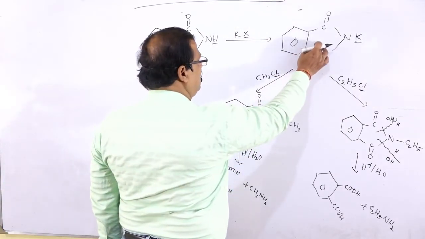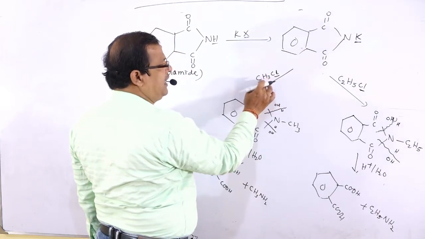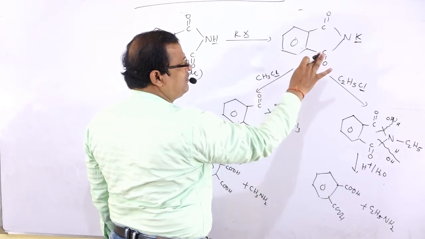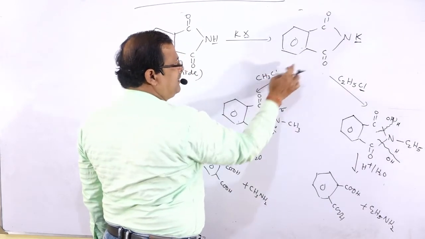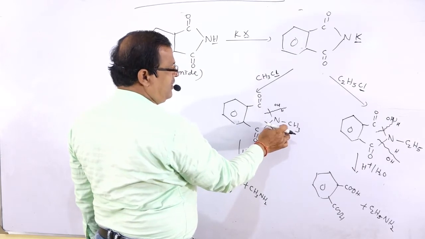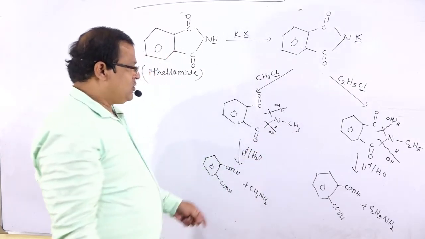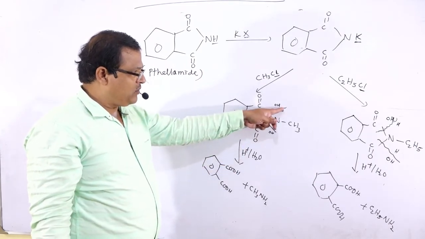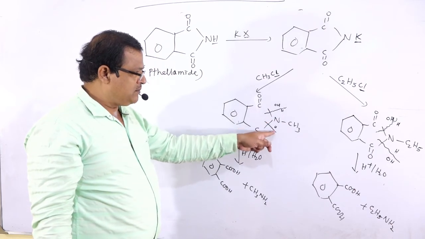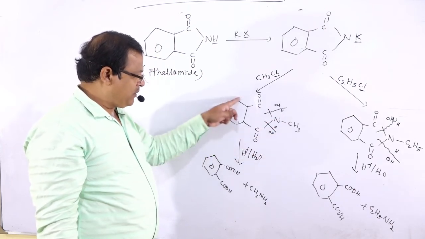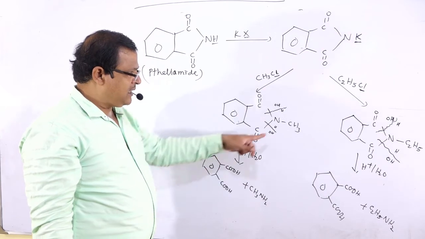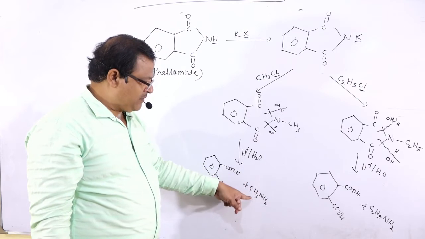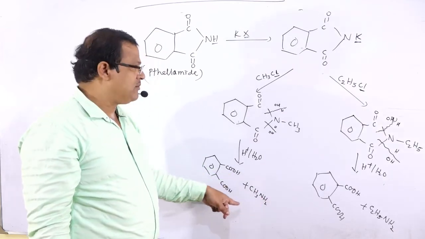Whenever this salt is treated with an alkyl halide RX, KX or KCl is removed, and there is the formation of N-CH3. Whenever this compound is subjected to hydrolysis, the bond will break with OH and H, so that phthalic acid and CH3NH2 are formed. That is methylamine, a primary amine.